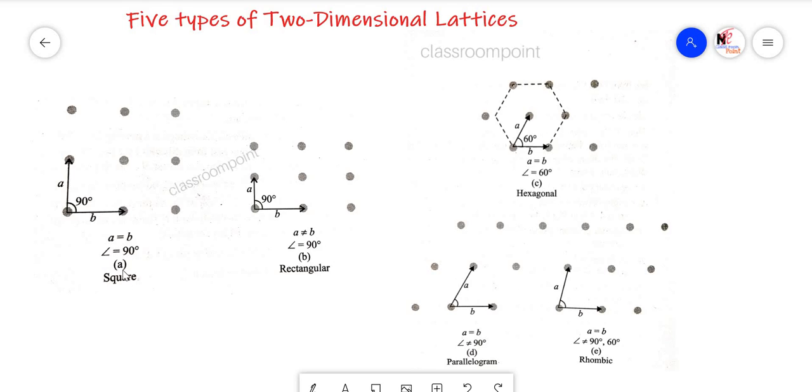The first one is called the square two-dimensional lattice. This is called a rectangular two-dimensional lattice. This is hexagonal, this is parallelogram, this is rhombic. Now in this case, this is only about the two-dimensional structure. We are not discussing anything about the three-dimensional pattern.